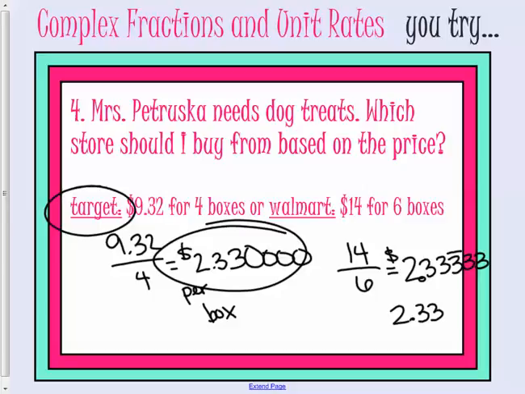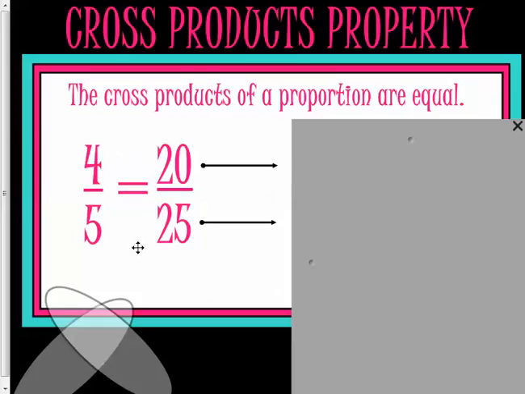And that's all I have for you today right now with complex fractions and unit rates. We're going to start proportions, okay? So this is part 2 of the video. So with proportions, we first start with cross products, and we know that cross products of every proportion are equal. For example, we know 4/5 equals 20/25 because this times 5 and this times 5 are the same, okay?